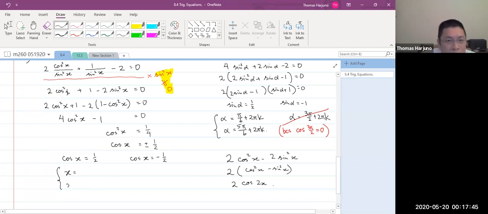Okay, just to get the solutions correctly. So this is pi over 3 plus 2 pi k. Don't forget that. And then what else? 5 pi over 3 in quadrant 4, right? And then this one here, I get two solutions: 2 pi over 3 in quadrant 2, and quadrant 3.